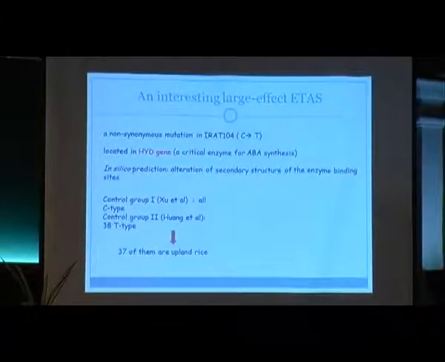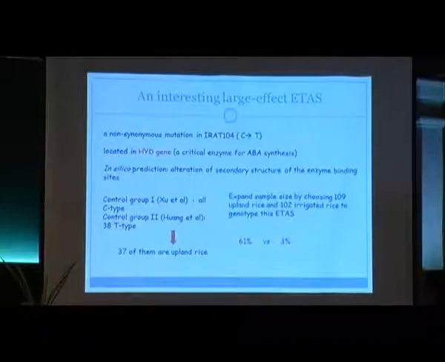Then we look into detail about the genotypes in the control panels. We found that in control panel 1, all of the 61 accessions have the C type, and in control panel 2, which consists of 517 accessions, 38 of them have the T genotype, and we were very surprised to find that 37 of the 38 are actually upland rice. So this evidence strongly suggests that this T genotype may be associated with upland adaptation.